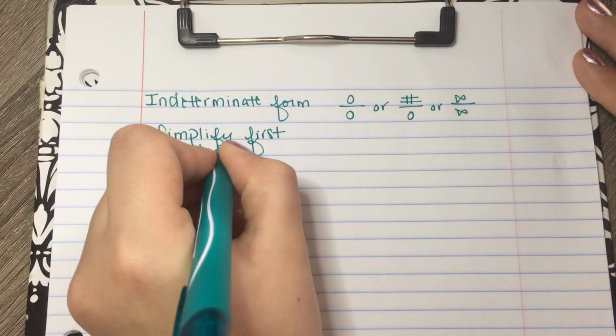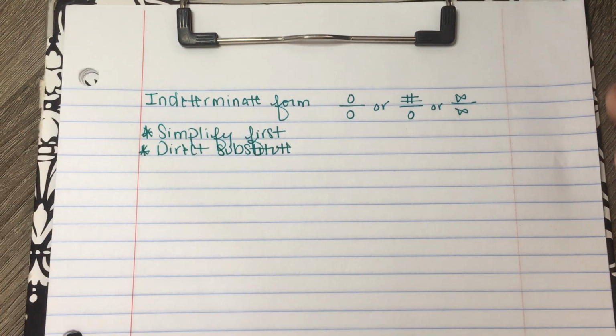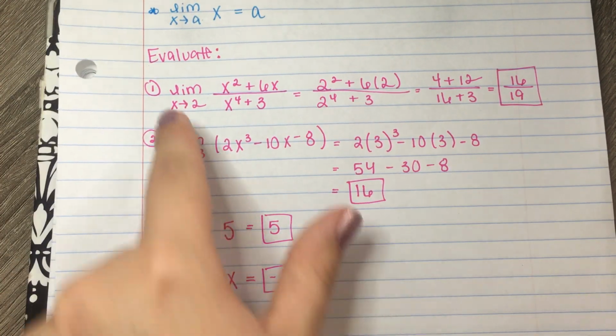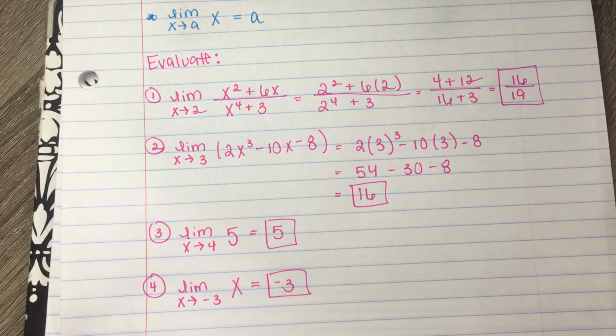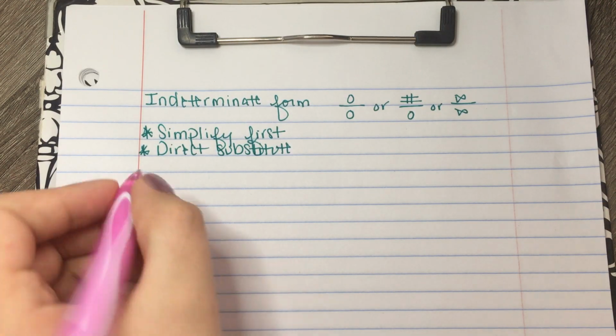Now, once you start getting really good at these types of problems, you'll be able to just look at it and maybe not even plug it in to know that you're going to have to do some simplifying first before you evaluate. And now we're going to switch it back to the light pink, and we're going to continue with these evaluations. We did 1, 2, 3, 4. We're still evaluating here, and I'm going to number this one 5.